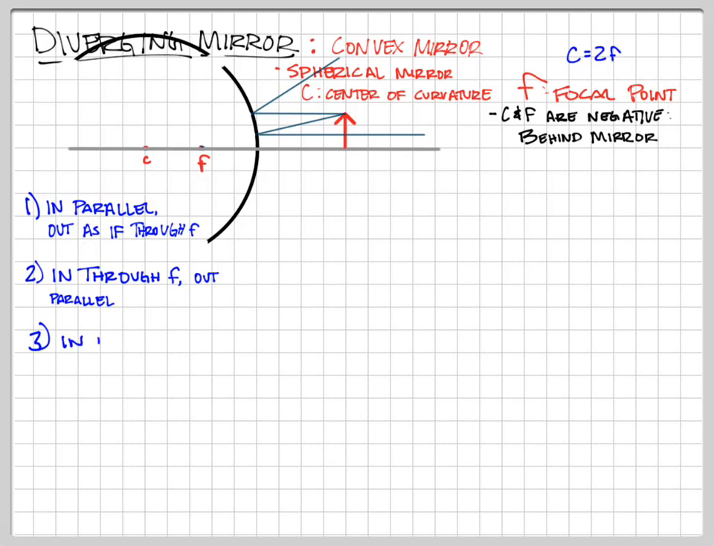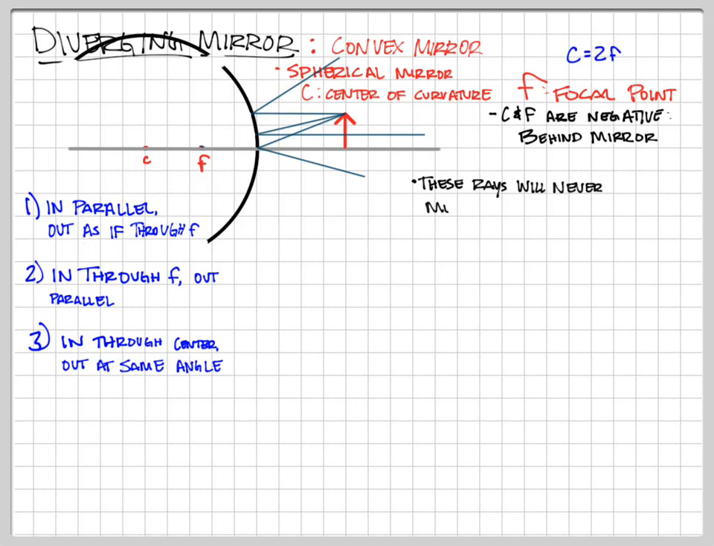This one is in through the center, and it's out at the same angle. Now this is going to be tougher to draw on your papers, because you have to use a protractor to get the same angle. So really the first two are good enough. But it's in through the center, out at the same angle. I drew it rather quick. Now, as you can see, those three rays never cross. So we must trace them back.